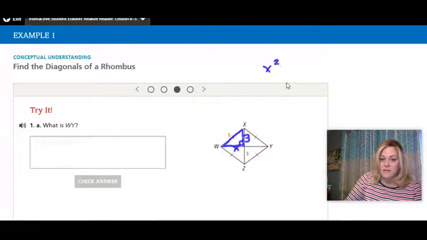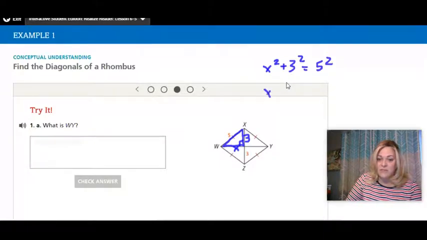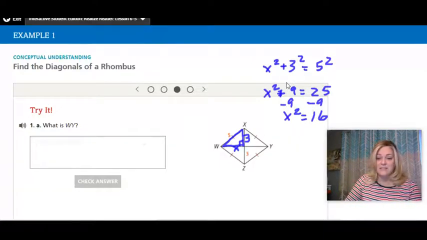So x squared plus 3 squared equals 5 squared. And I'm going to go ahead and solve. X squared, oops, that's supposed to be plus 9 equals 25. And I'm going to subtract 9 on both sides. So I have x squared equals 16. But I don't want x squared, I want x. So I'm going to take the square root of both sides so I can get that x equals 4.